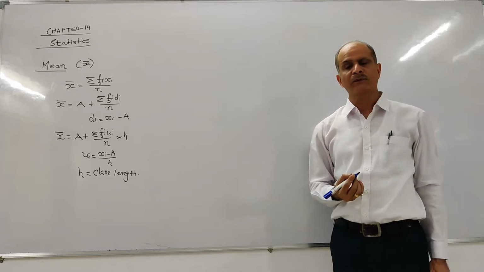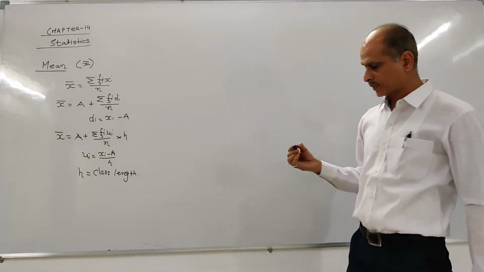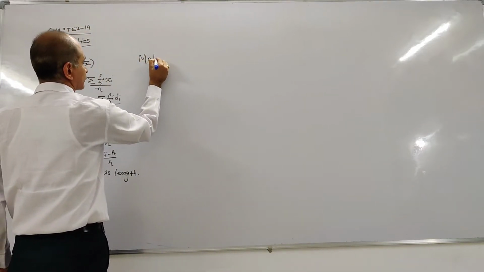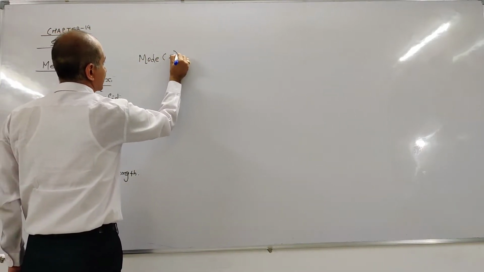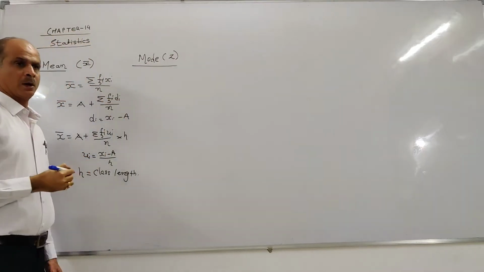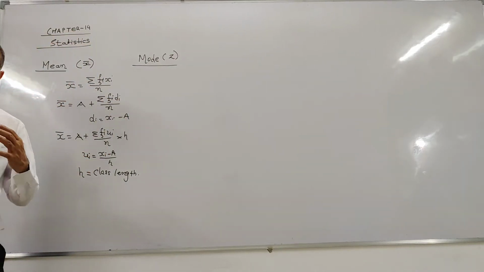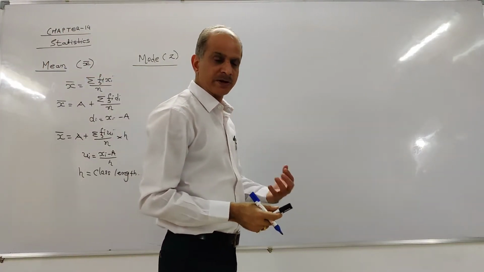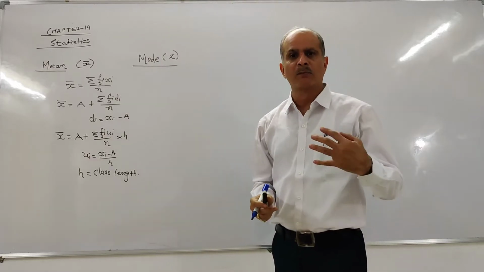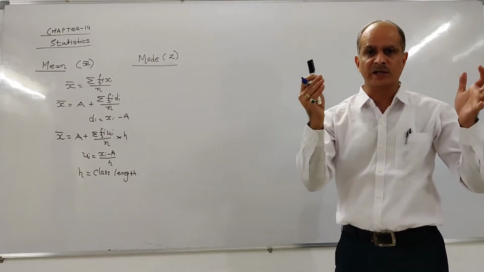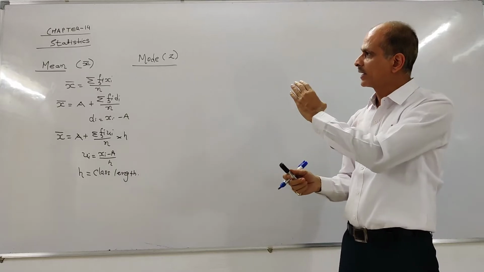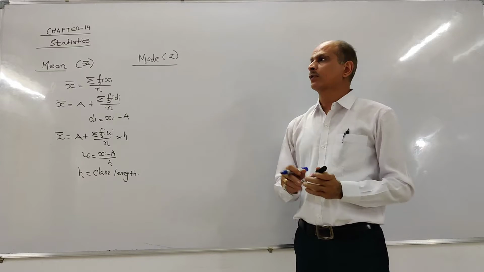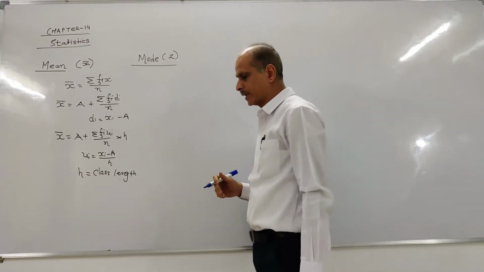Well, friends, the other concept of this chapter is the mode of data. The mode is denoted by Z. You know how to find the mode of ungrouped data. The most frequent observation, or the most repeated observation in a data, is known as the mode of a data. But that is for ungrouped data.